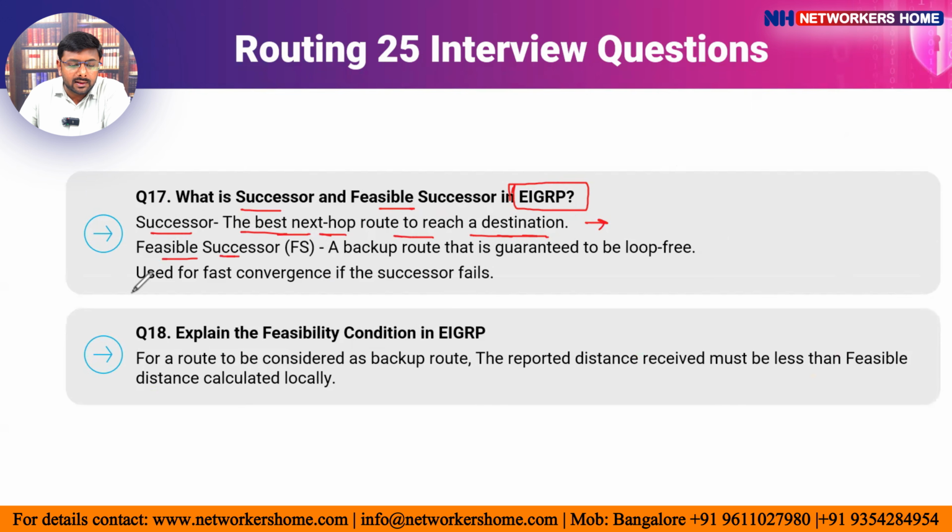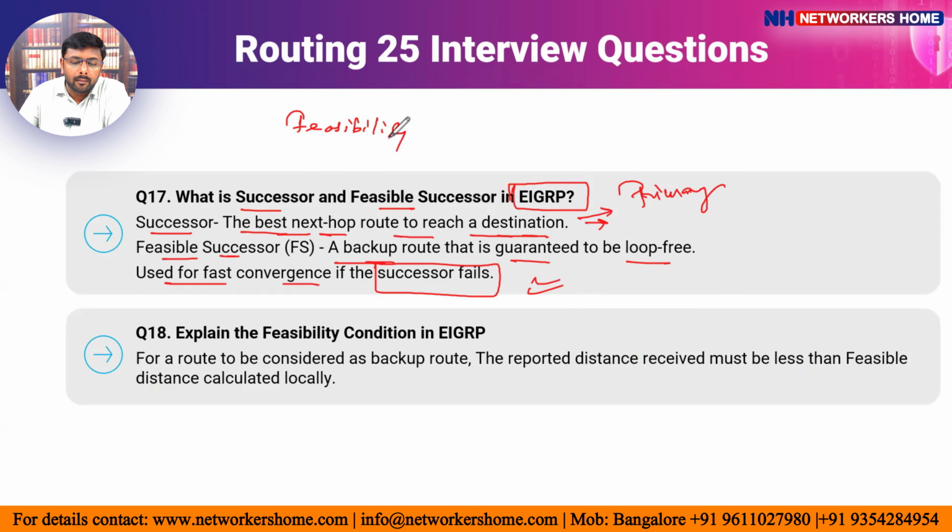Then we have the feasible successor. It is a backup route that is guaranteed to be loop free. It is used for faster convergence if the successor fails. So if the primary route fails, only then does this secondary, the feasible successor, take place. There is one condition to have this feasible successor, and that is called the feasibility condition. Based on that feasibility condition, this feasible successor takes place, and you have to verify what this feasibility condition is.